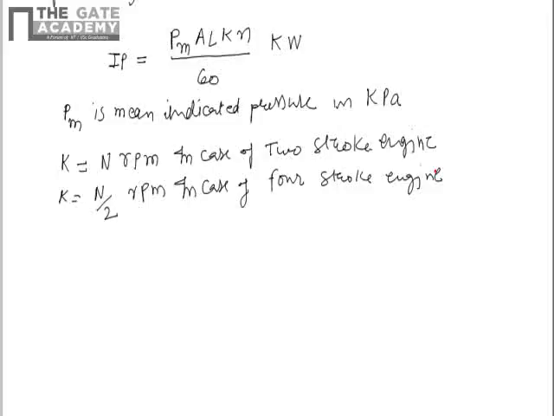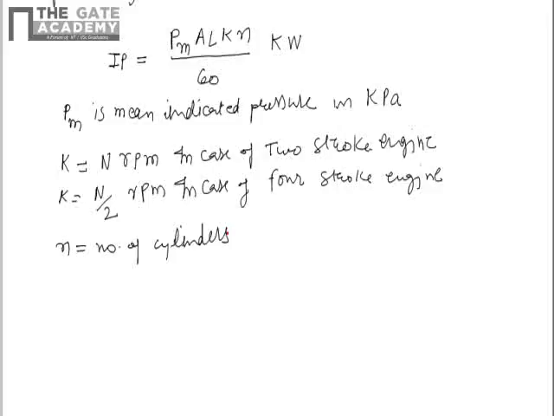So remember one thing: in case of a two-stroke engine you put K equals N, and in case of a four-stroke engine you put K equals N by 2, where N is RPM and small m is the number of cylinders. By this way we can easily calculate the indicated power.